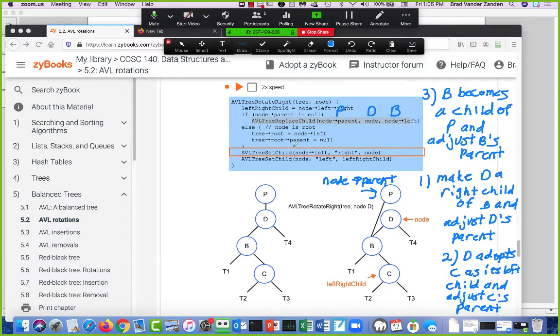Then we move down and we're going to set node left, which again is B. We are going to set its right child to be node. So that's what we clearly want to do. We want to set B to point to D, and if I run the animation, you're going to see another line appear here.